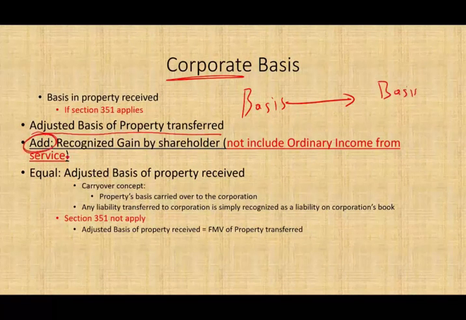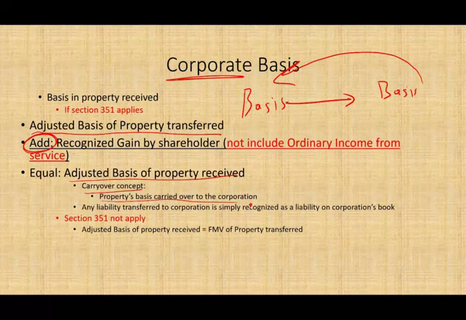Then the corporation would add any gain recognized by the shareholder, but they don't include ordinary income from services. They only add any recognized gain by the shareholder. Now, when would the shareholder have any gain recognized? The shareholder would have gain recognized when there's a boot coming back from the corporation. Remember this. So it's the adjusted basis plus recognized gain by the shareholder. This only happens when there's a boot coming from the corporation, otherwise equal to the adjusted basis. So basically, the carryover concept applies. Property basis carries over to the corporation, unless the corporation gives you a boot. If the corporation gave you a boot, and you recognize a gain, whatever that gain is, the corporation would add an equivalent amount to its basis.